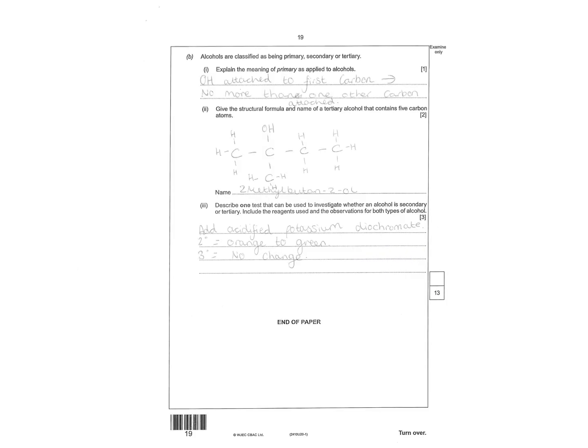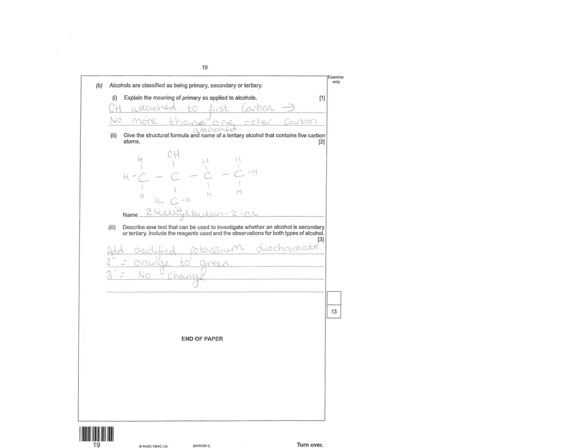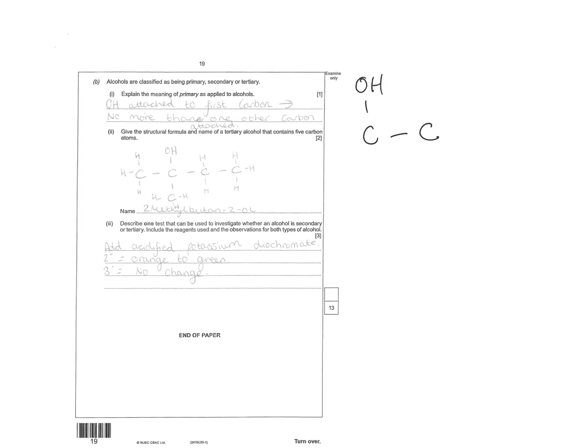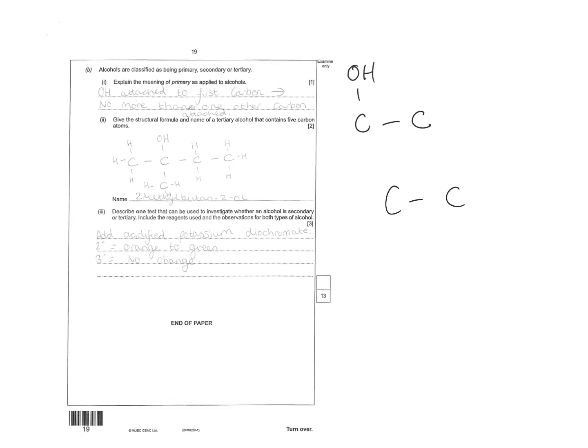Explain what's meant by primary alcohols. Primary alcohols are when the OH is attached to the first carbon, no more than one other carbon attached. Okay, so to do with being a primary alcohol, it's on there with one other carbon attached to it. That's a primary alcohol. Whereas if you do that, okay, that's a secondary alcohol because this carbon has got 1, 2 attached to it. Okay, if I was to add another carbon here, we would consider this a tertiary because it's got 1, 2, 3 attached to it now.